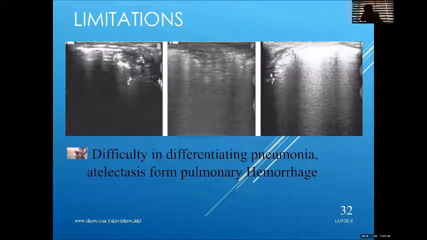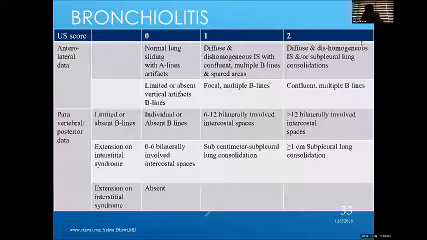In bronchiolitis, the difference is not bad because it's a thickening of the wall of the bronchi, so they start to see some lung changes, and it can be scored. So with score 0, you will see normal sliding pleura, and you'll see some A lines, and they will be decreased or start to show appearance of B lines.